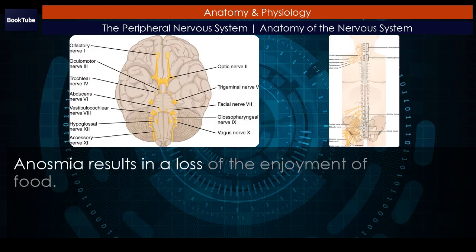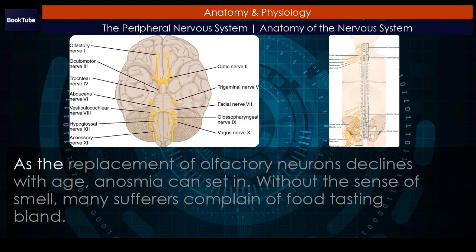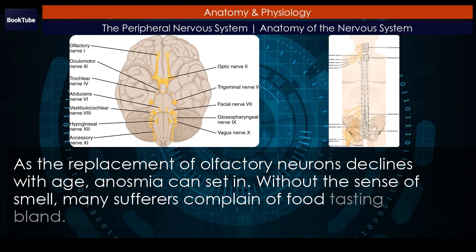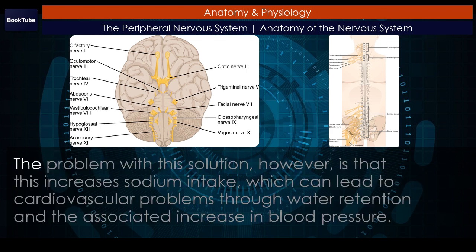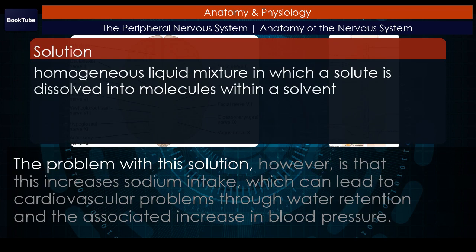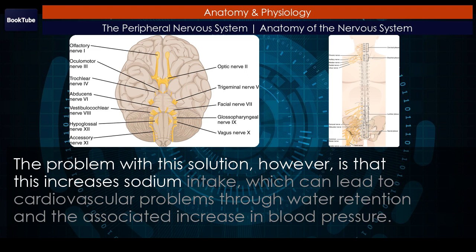Anosmia results in a loss of the enjoyment of food. As the replacement of olfactory neurons declines with age, anosmia can set in. Without the sense of smell, many sufferers complain of food tasting bland. Often, the only way to enjoy food is to add seasoning that can be sensed on the tongue, which usually means adding table salt. The problem with this solution, however, is that this increases sodium intake, which can lead to cardiovascular problems through water retention and the associated increase in blood pressure.